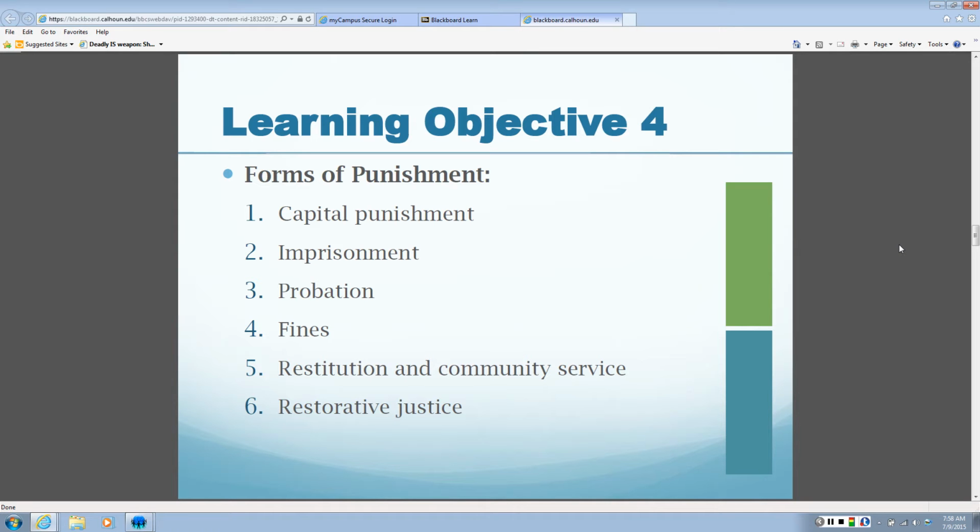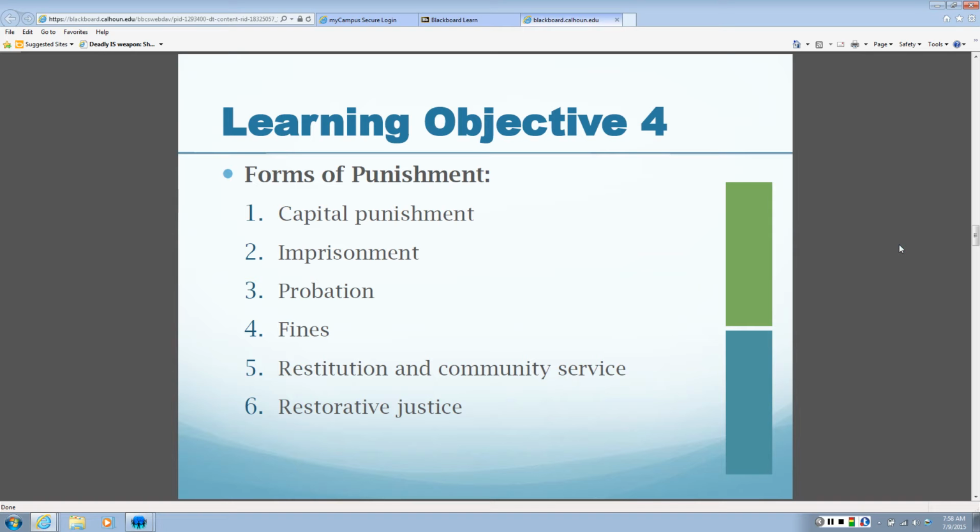Another type of punishment is fines. Well, it'll hit your pocketbook, if you will. It'll cost you some money. The bad part is a lot of criminals don't have any money to pay fines with, so a lot of times they will suspend the fine just because they know that the criminal can't pay it.